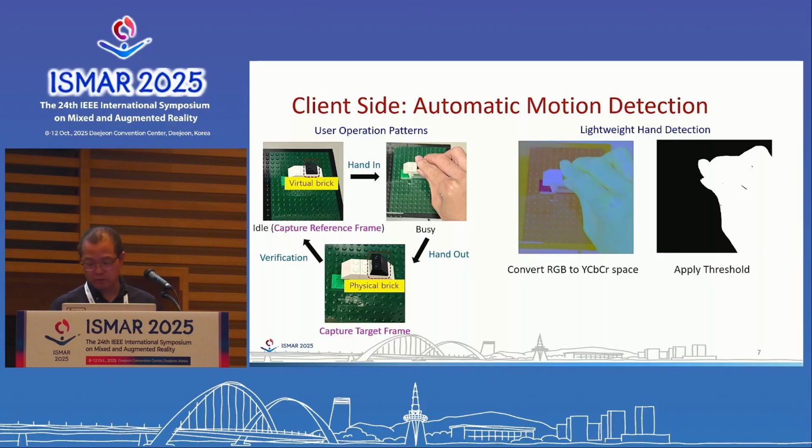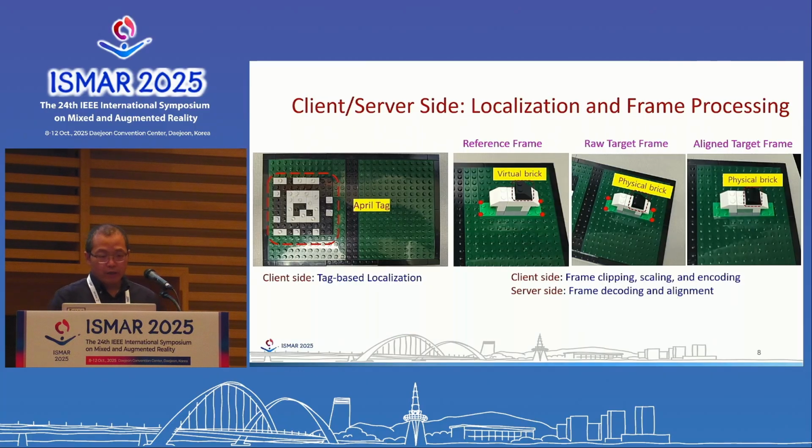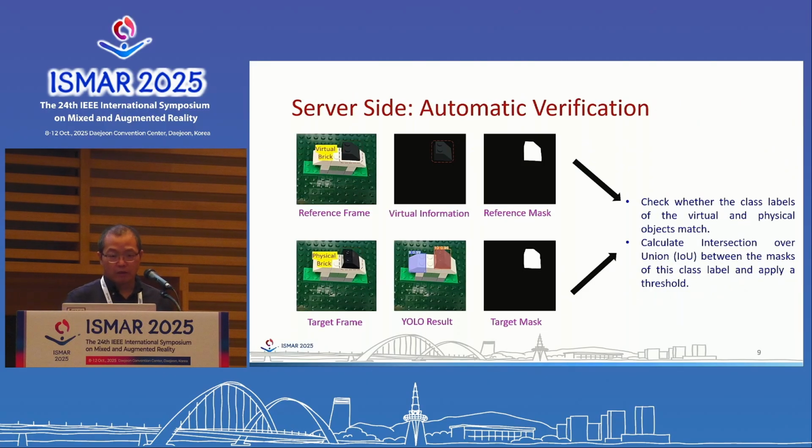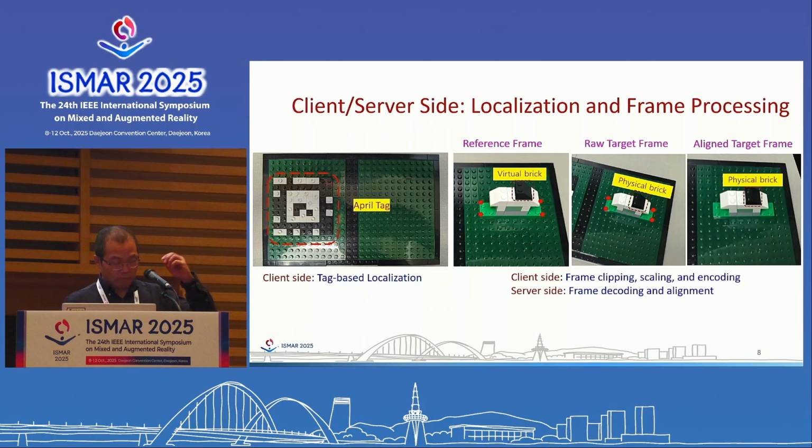I think this part is standard. And then we also developed the tag-based localization. On the client side, we need to do frame clipping, scaling, and encoding, and then send the pictures to the server side for decoding and alignment. Alignment is basically that we randomly sample a few key points, and then do some transformation to align the frames. This is also quite standard in CV.